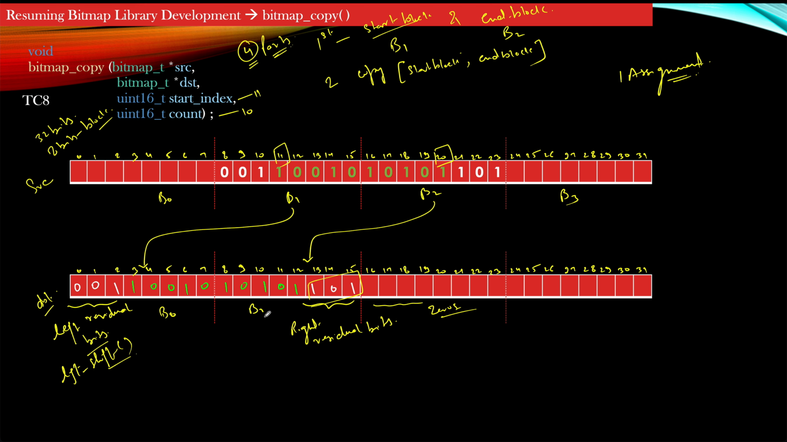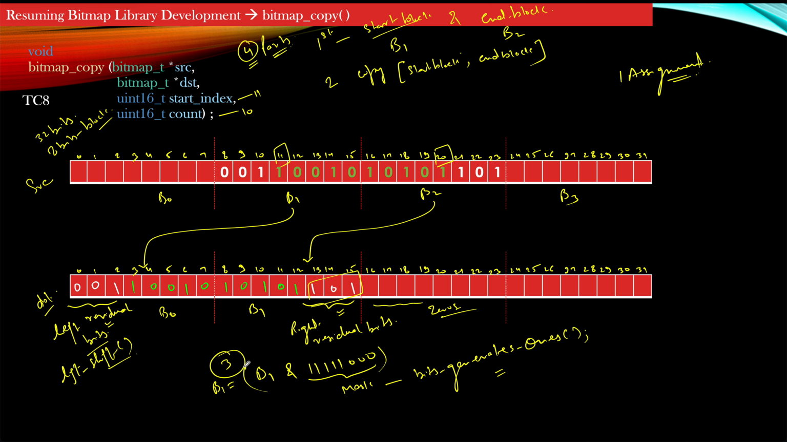Let's say this is block B0, this is block B1. Block B1 can be ANDed with a mask. If you do this, then all the right residual bits of block B1 would become zero, and you need to save it back in block B1. This mask can be generated using the bits generate mask API, which we have already written or implemented. You need to find out how many right residual bits and how many left residual bits there are by doing simple arithmetic. So at step number 3, you have to zero out the right residual bits. And once you have done that successfully, at step number 4, you have to perform the left shift operation on the destination bitmap. And we are done.